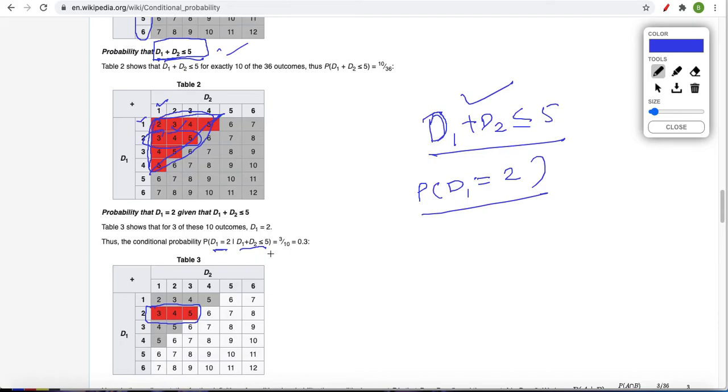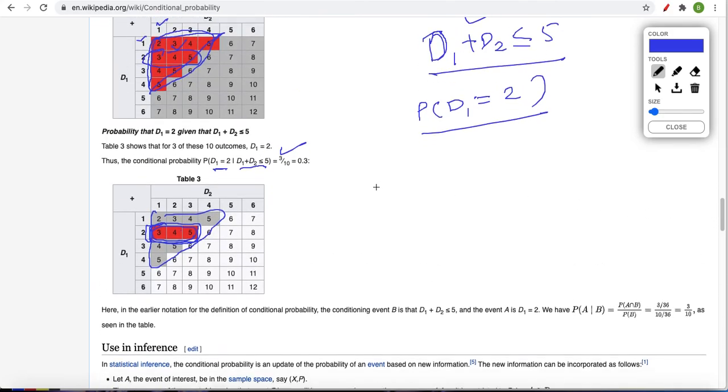We want to find that probability, which is nothing but the desired outcomes. It is d1 equal to 2 intersection d1 plus d2 less than or equal to 5, and this intersection is this one. So this is nothing but 1, 2, 3, so 3. And there are a total of 10 outcomes in this sample space: 1, 2, 3, 4, 5, 6, 7, 8, 9, and 10, right? So 3 by 10. This is one simple example of conditional probability.